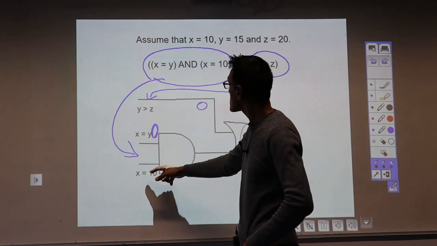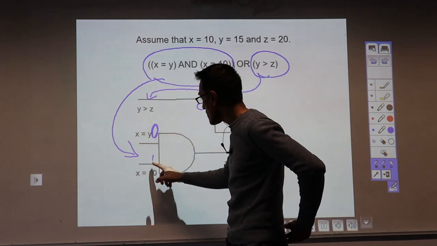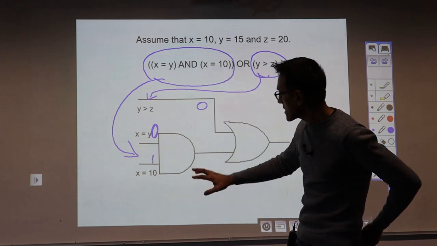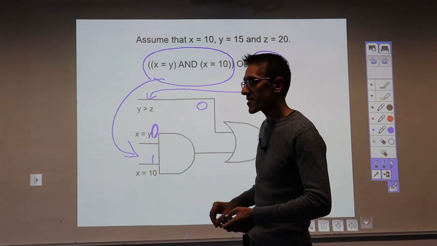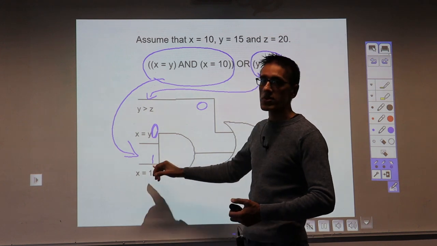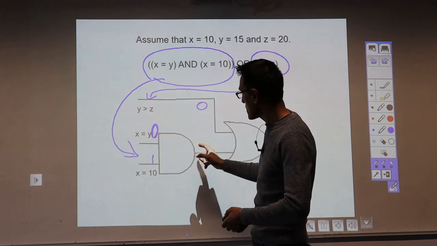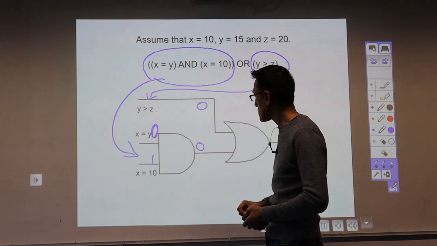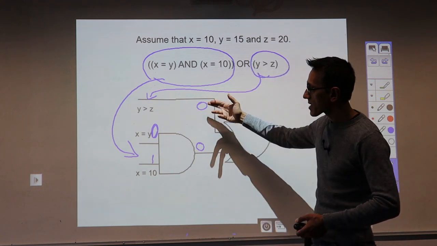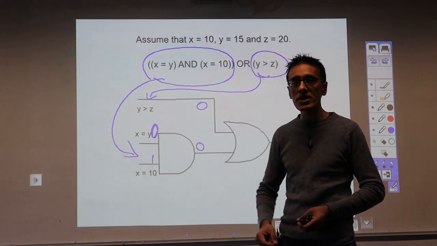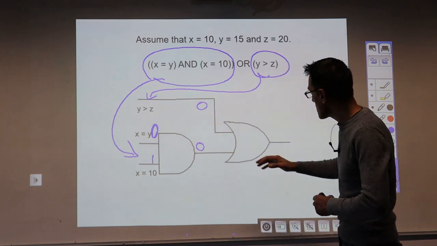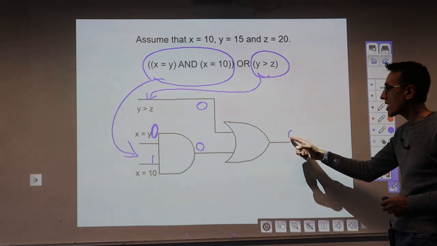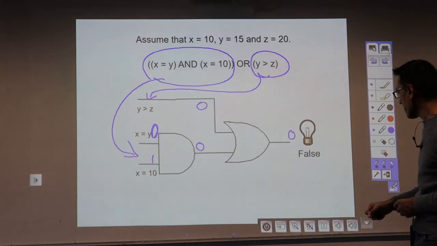X equals 10 is true, therefore a 1 is going in here. This is an AND gate. With an AND gate, both inputs have to be true. At the moment, only one of those inputs is true, therefore this is sending out a false. The OR gate likes to receive at least one true value. It's receiving both false values, therefore it will send out a false value.